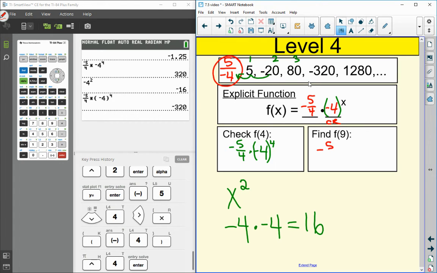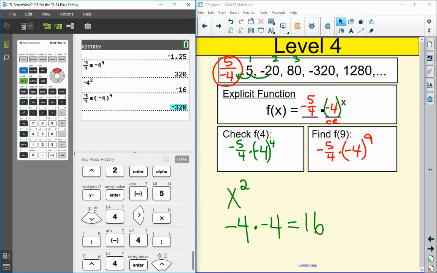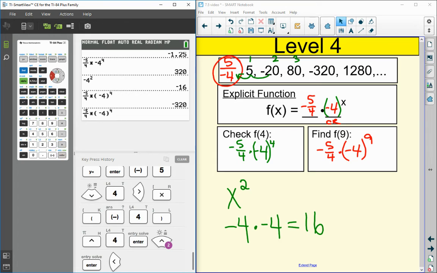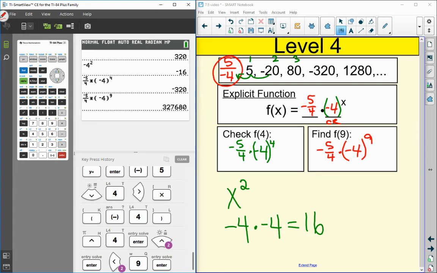So when we do this one, it's going to be -5/4 times -4 in parentheses. Make sure that you put the exponent outside of the parentheses, not in the parentheses with it, or you didn't do any good. Some of you know how to do this. Just come and grab that, because I've already typed it in and just changed my exponent to a 9. Okay, so my answer on this one is going to be 327,680.